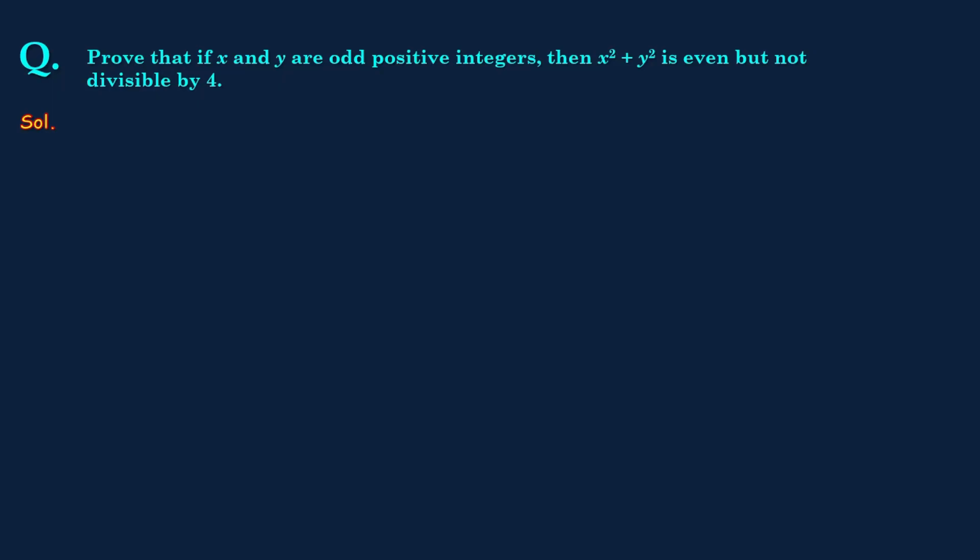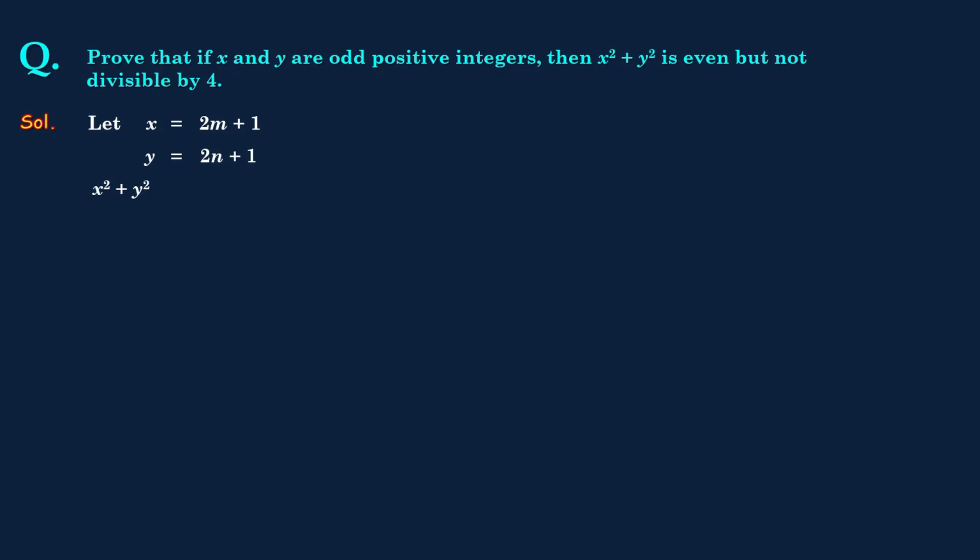Prove that if x and y are odd positive integers, then x square plus y square is even but not divisible by 4. Okay. So in this case, we are going to consider x equal to 2m plus 1 and y equal to 2n plus 1. Why? Because x is given as odd positive integers.